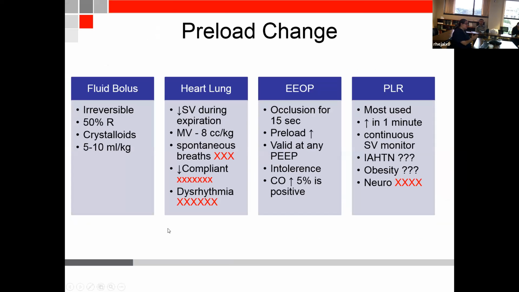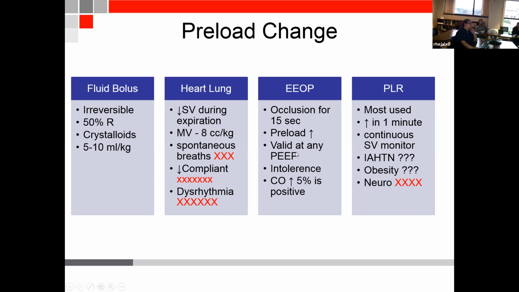So in reality, when you're looking at the effect of preload change, you can test for it in 4 different categories. You can test for it by just simply giving volume and looking at what happens to either your systolic blood pressure, or, if you have a tool that measures cardiac output, you look at that. You can look at it in a ventilated patient by heart-lung interactions, by making a change in the tidal volume and seeing if you can achieve that.